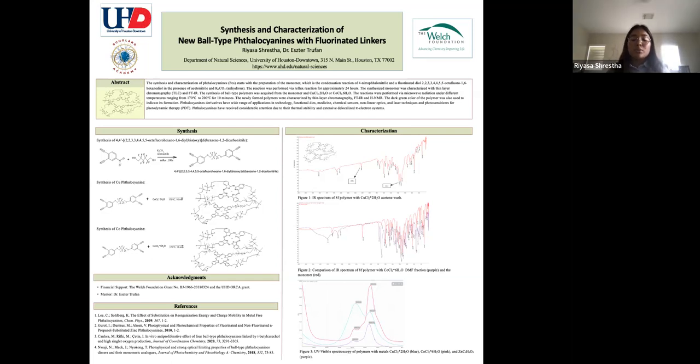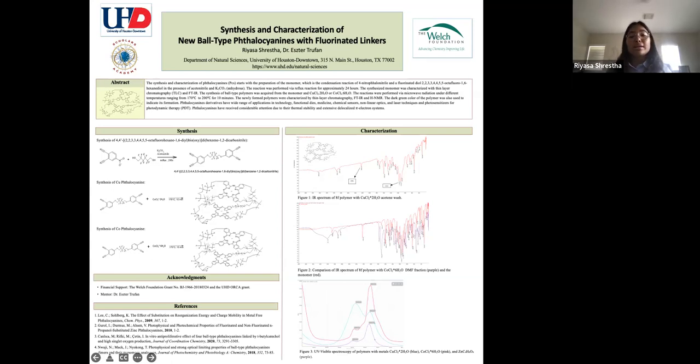For the future, we will be doing more purification and more characterization using IR, UV-Vis, and NMR to check how pure our compound is. Also, we'll try to grow a single crystal to make sure the structure that we got in the reaction is correct for my research.